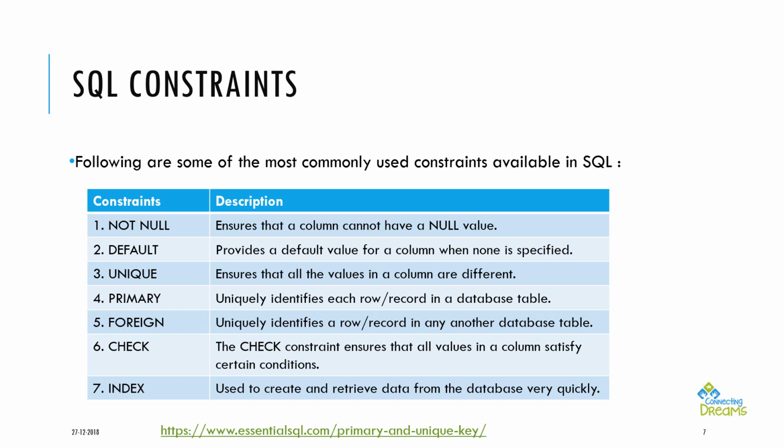Out of all these constraints, a few popular constraints are unique and primary. Unique ensures that all the values in a column are different, whereas the primary constraint uniquely identifies each row or record in a database table. For a more detailed understanding of SQL constraints, you can follow the given link.